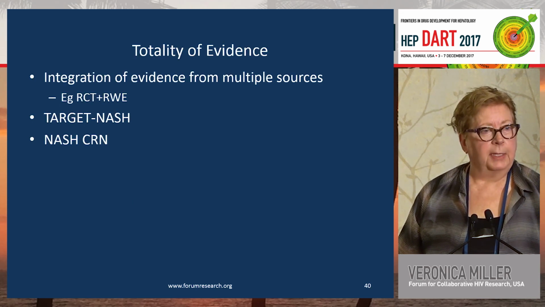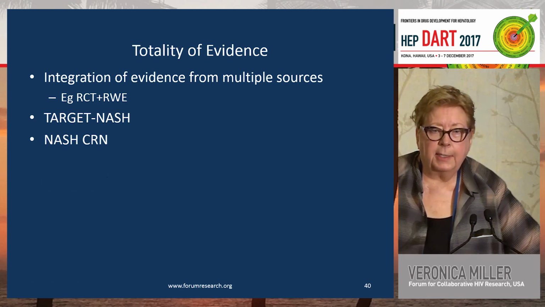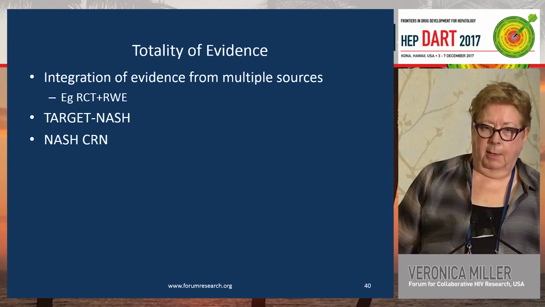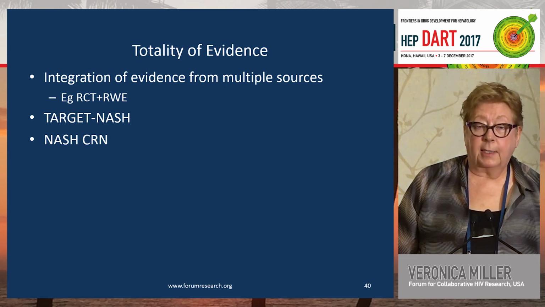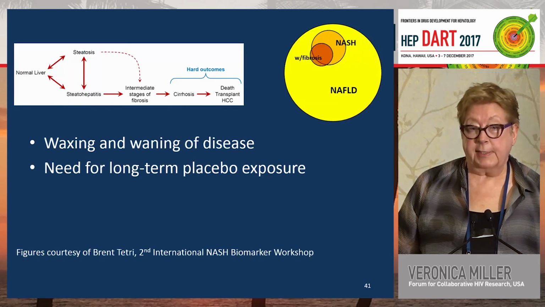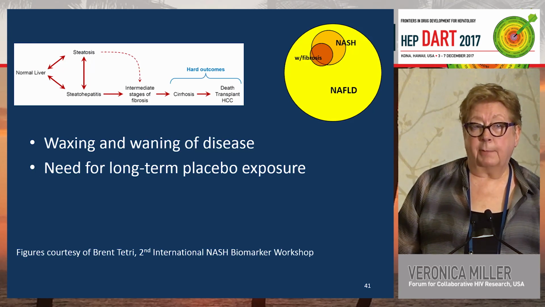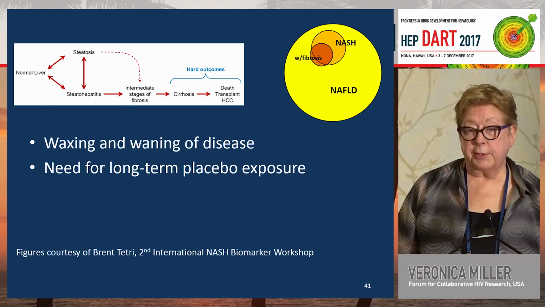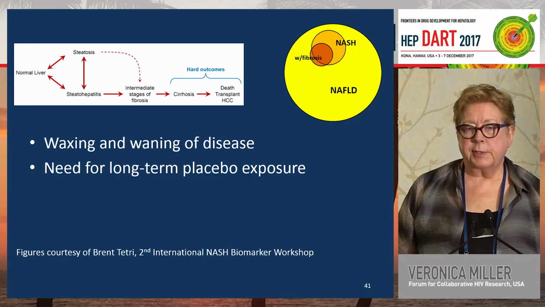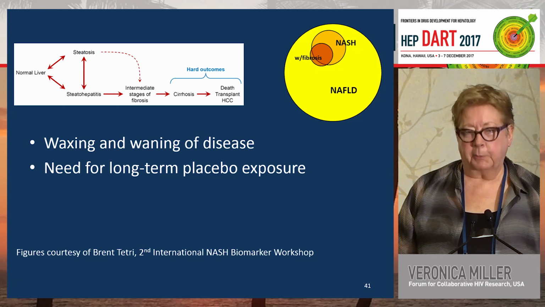So innovation. One of the big things at the FDA now is the totality of evidence, and that means basically integrating evidence from multiple sources such as RCTs and real-world evidence. And Target NASH that we heard about yesterday and NASH CRN are obvious examples of this. So one thing we're doing at the Liver Forum is also establishing a placebo arm cohort which can complement those other efforts, and hopefully that can reduce the need for long-term placebo exposure, which should facilitate recruitment into trials.